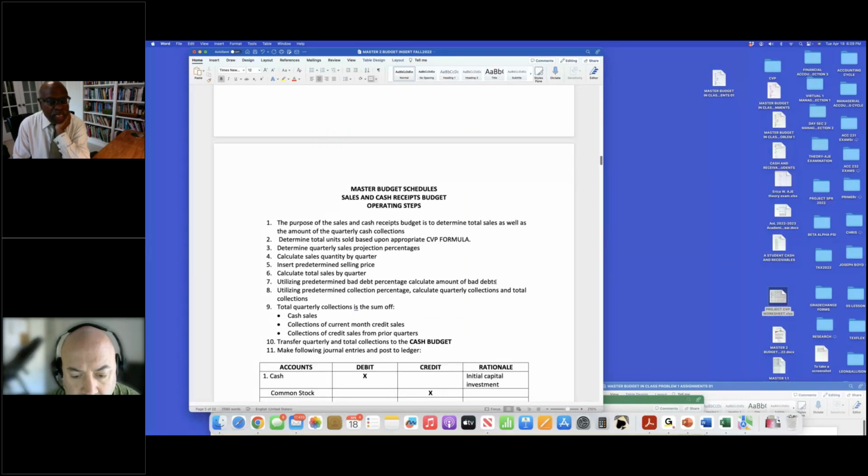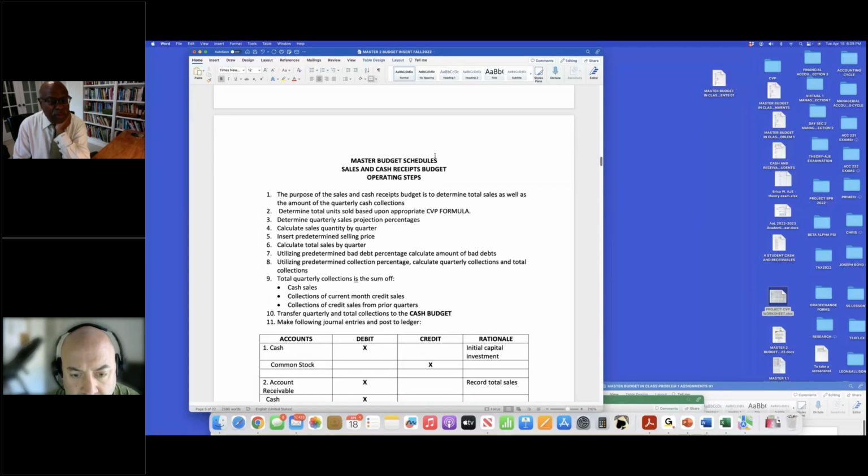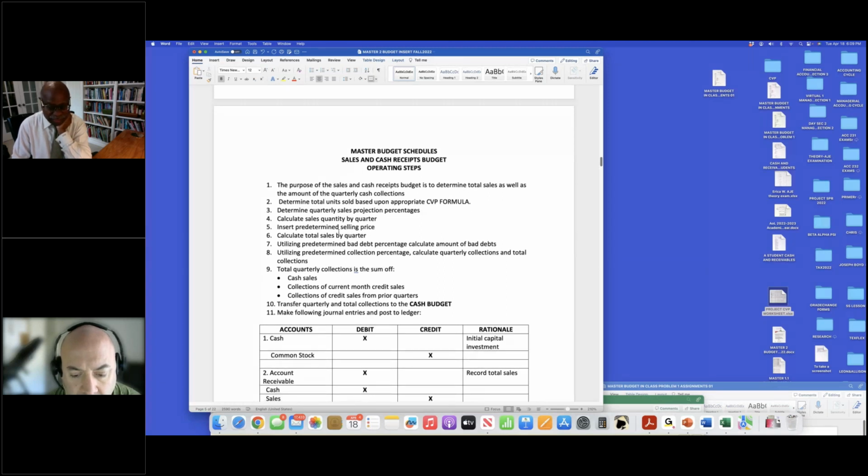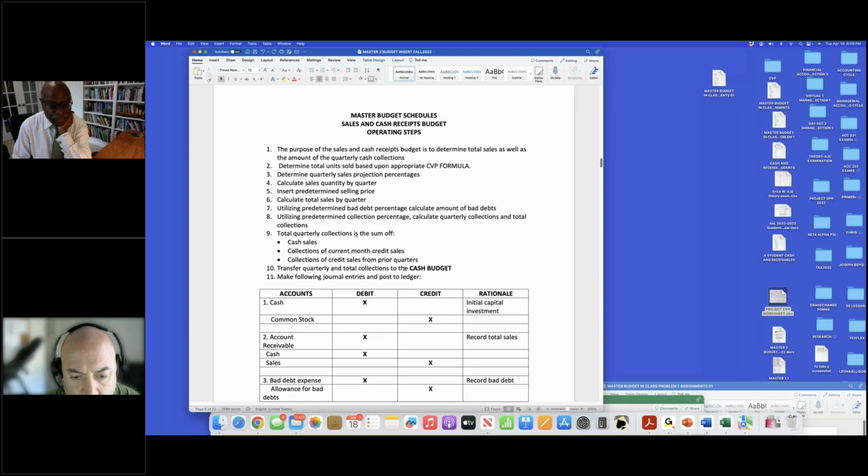The first thing we do is the sales and cash receipts budget. We have to determine the sales and the quarterly collection. Everything's on a quarterly basis, and we're going to realize that our starting point is that CVP formula and coming up with the quantity that we're going to use. The chart basically shows this, and I'm going to go through the first quarter, and you all do the second quarter, hopefully tonight, and then get the rest of it done by Thursday.